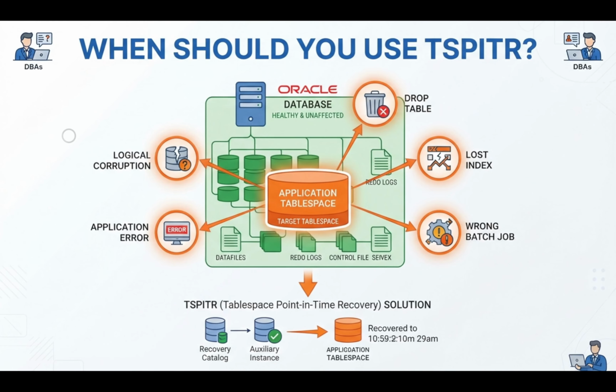So when would the DBA actually use tablespace point-in-time recovery? One example is an accidental drop table. Another is a wrong delete or update caused by an application job. You could also have an application-specific logical corruption issue. The key idea is simple. The problem is localized. If the problem only affects a particular application and this data is isolated in a tablespace, tablespace point-in-time recovery may be a much better option than recovering the entire database.